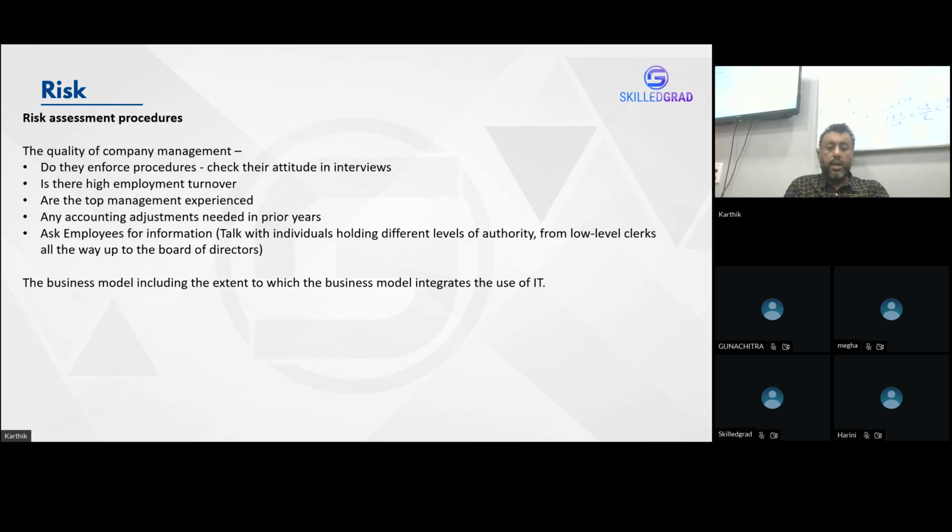Okay, are accounting adjustments needed in the previous year? Maybe நிறைய errors பண்ணிருக்காங்க prior yearல. Error பண்ணா என்ன பண்ணுவோம்? நம்ம retrospective application பண்ணுவோம். மாத்துவோம். Financial statements மாத்துவோம். அந்த மாதிரி ஆயிருக்கா, நிறைய ஆயிருக்கான்னு பாரு.